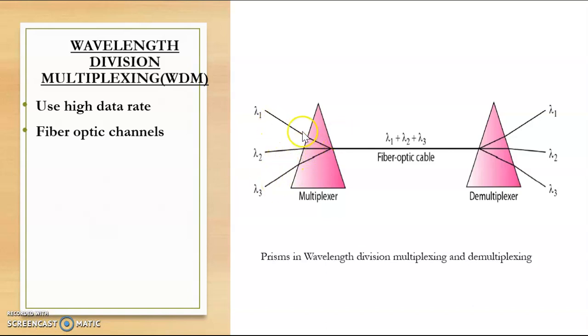The angle of incidence will be taken in such a way that after the final refraction, all the rays will be in the same direction, so they can be propagated through this optical cable. So this prism acts like a multiplexer, and at the receiver side the splitting will be done using another prism, which acts like a demultiplexer.